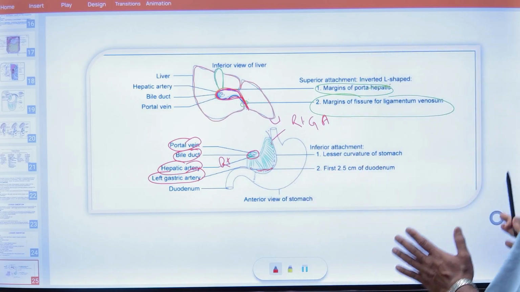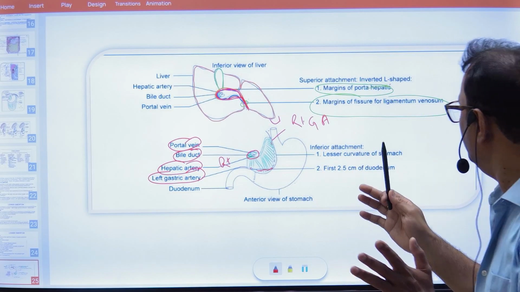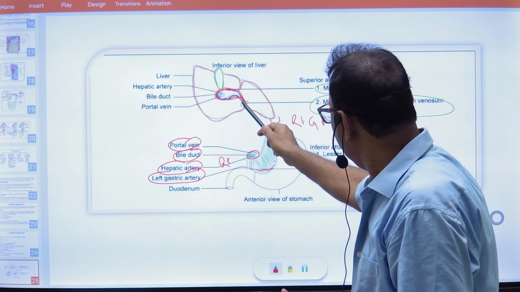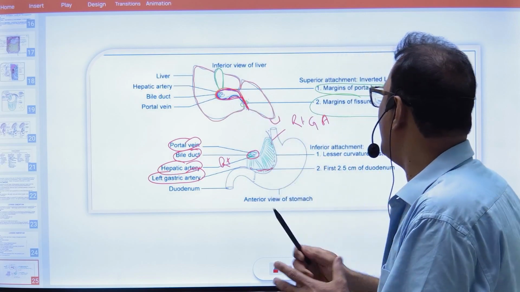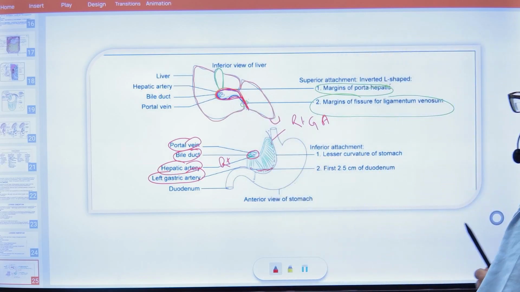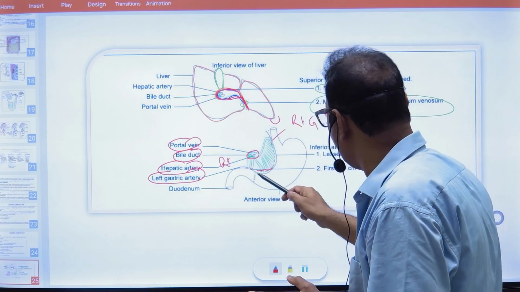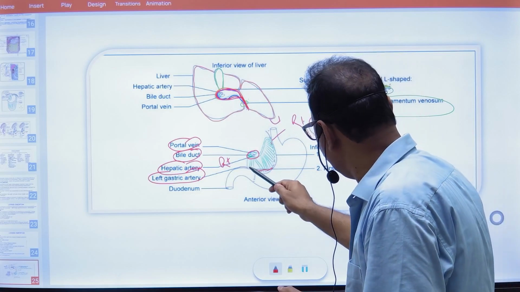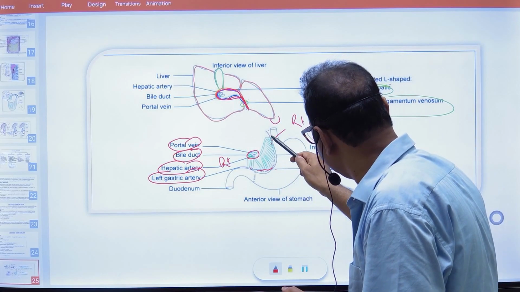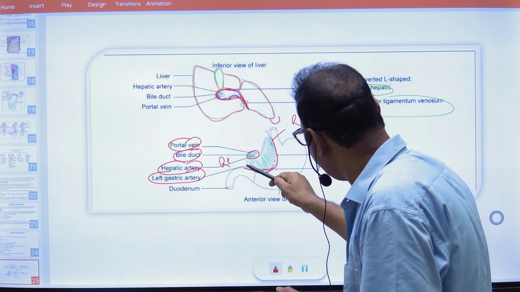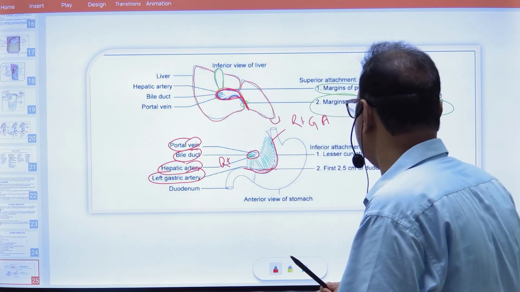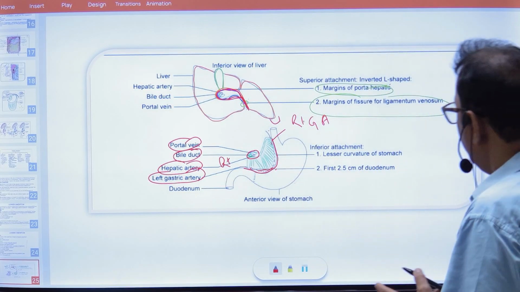So this is the attachment of the lesser omentum: to the ligamentum venosum and the margin of the porta hepatis in the liver, and in the stomach and the first part of the duodenum. In the stomach, it is attached to the lesser curvature. This is the lesser curvature. It is attached to the lesser curvature and the first 2 centimeter of the duodenum.